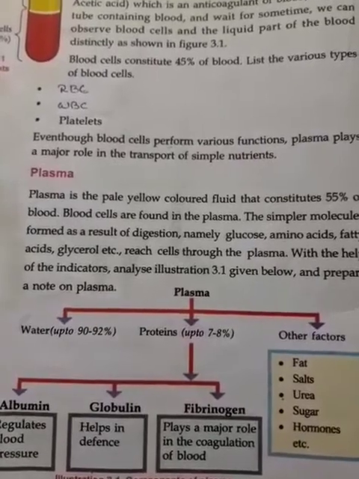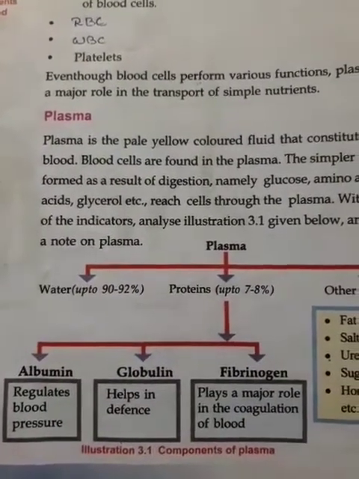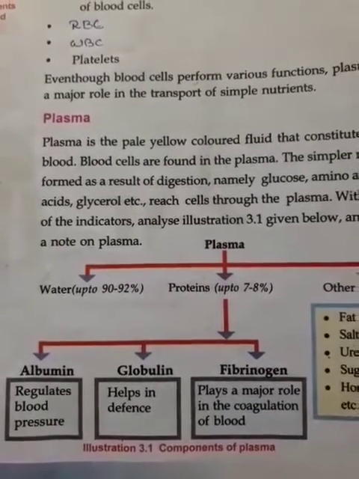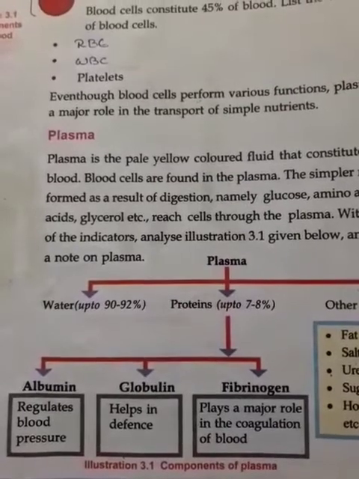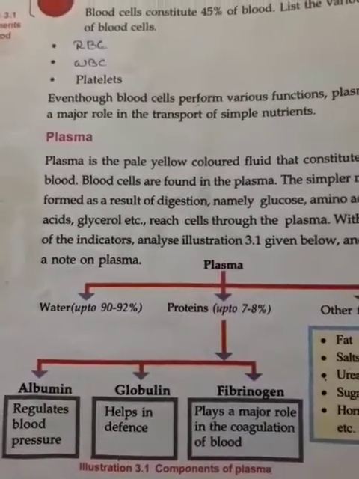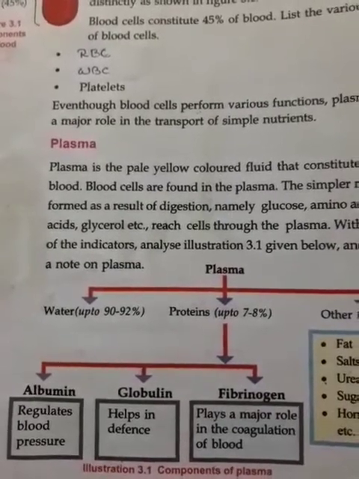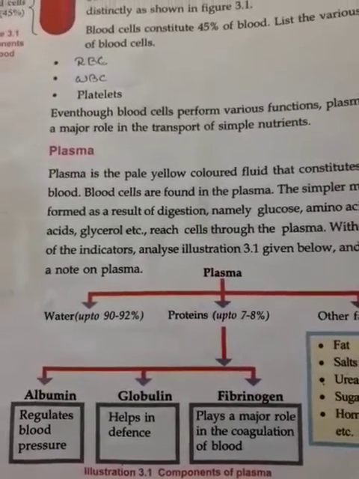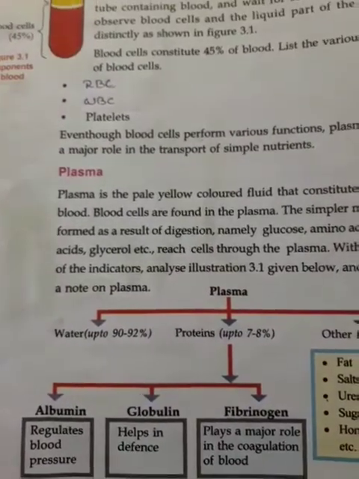Then proteins in plasma: albumin, globulin and fibrinogen. These are the different proteins present in the plasma. In plasma, 7 to 8% are proteins. These proteins include albumin, globulin and fibrinogen. Each protein performs different functions.